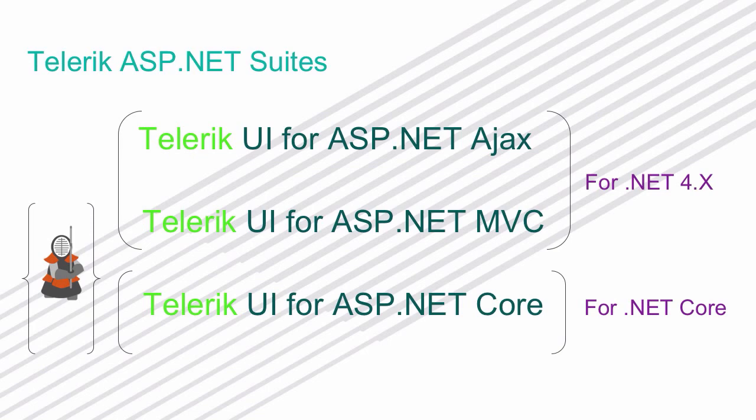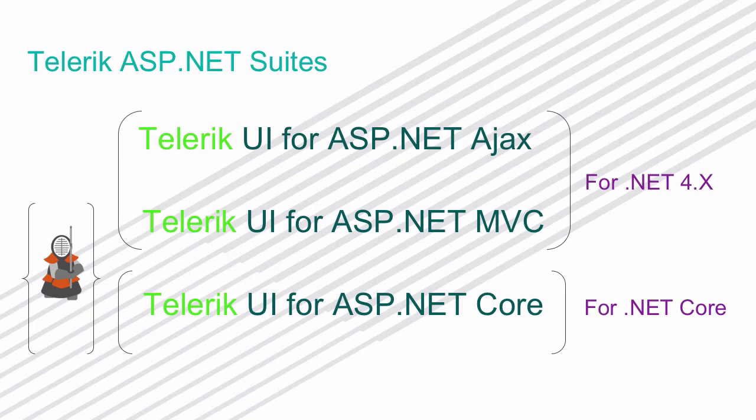So we have always had two hugely popular ASP.NET suites, UI for ASP.NET AJAX for WebForms applications and UI for ASP.NET MVC for MVC applications. And these two will continue to evolve, but they're meant for Windows developers inside of Visual Studio, and they're meant for applications that run on the entire .NET Framework, that is .NET 4.x. Now, we are pretty excited to announce our brand new product suite, Telerik UI for ASP.NET Core, which, as the name suggests, is meant for ASP.NET Core applications that run on .NET Core.